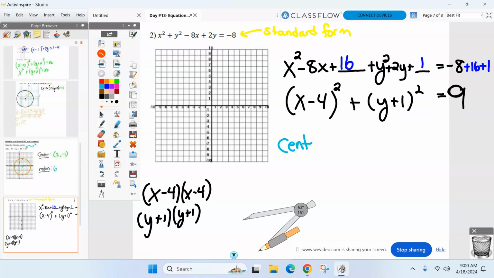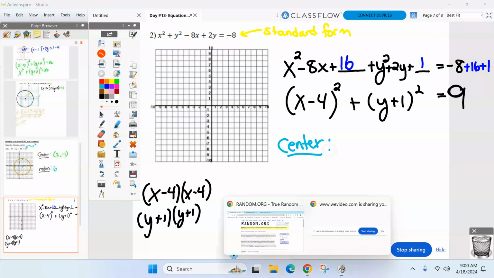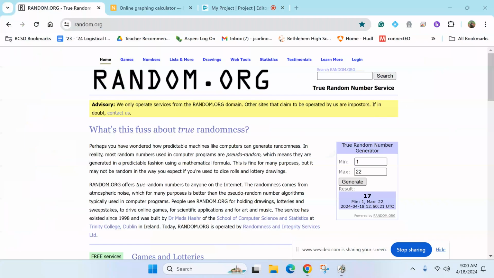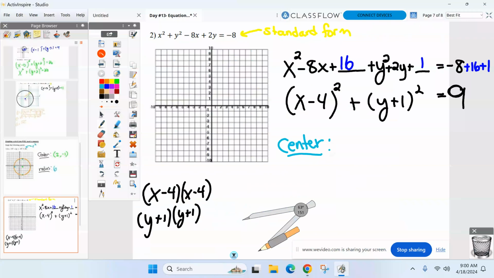What is the center of this circle going to be? The center? Shara, center of the circle. 4, negative 1. Good work. And how about the radius length of this circle? The radius length.